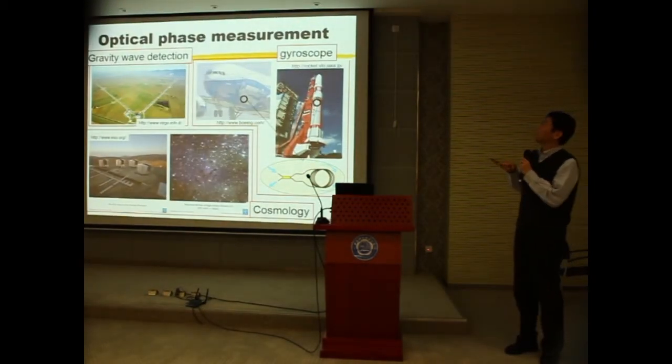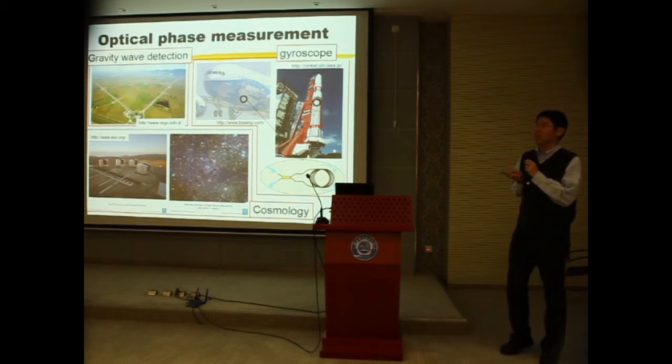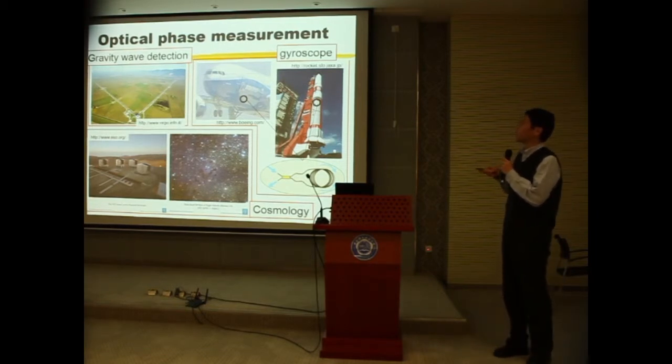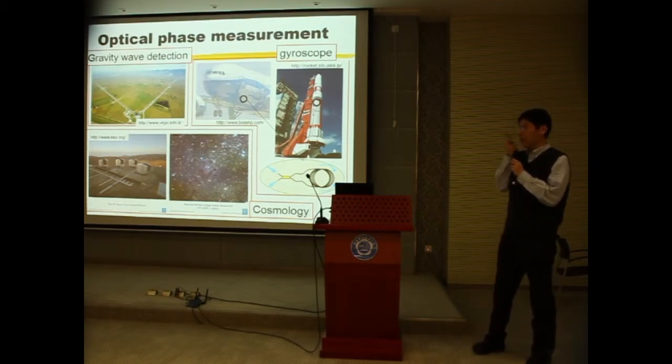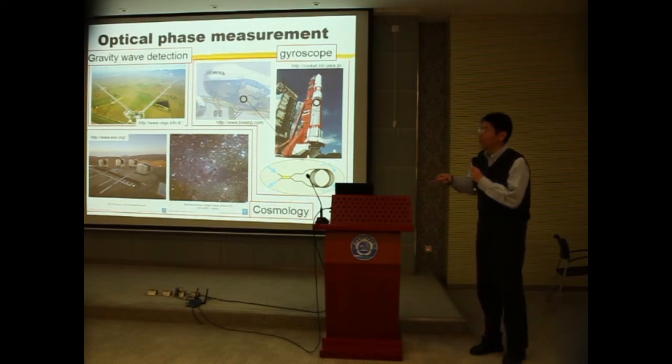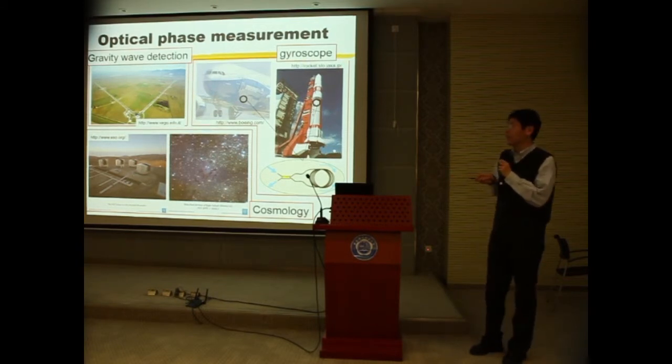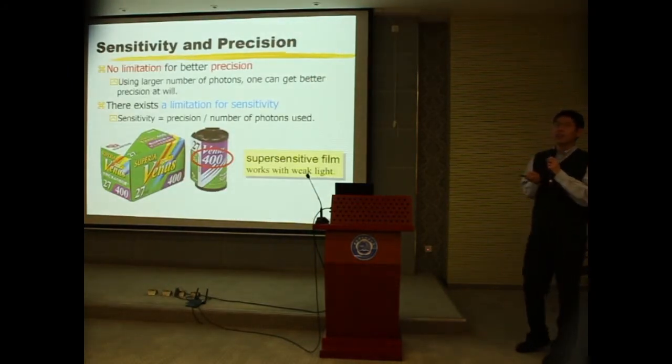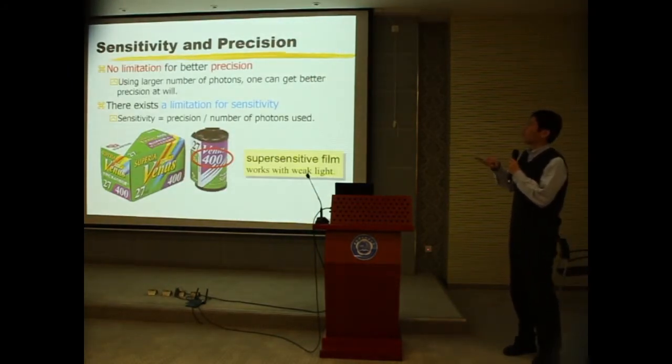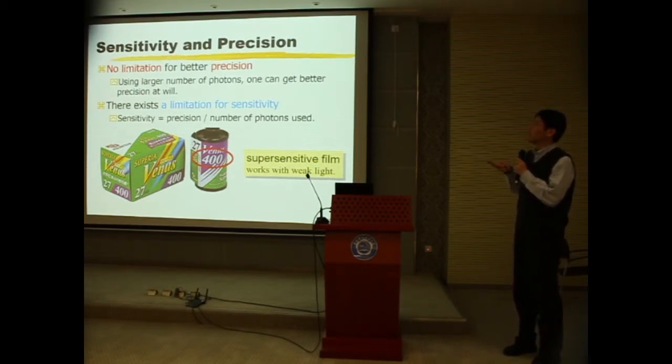So, as we know, optical phase measurement is very useful in many fields, like gravity wave detection or gyroscope for aircraft, and also even in cosmology. This measurement is actually using an optical interferometer to enhance the sensitivity. And there are two important concepts. One is sensitivity and one is precision. And it is very important that there is basically no limitation for better precision.